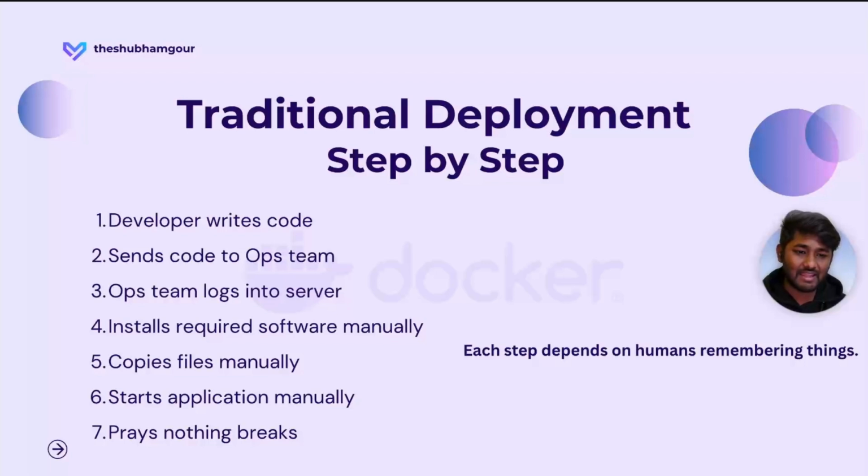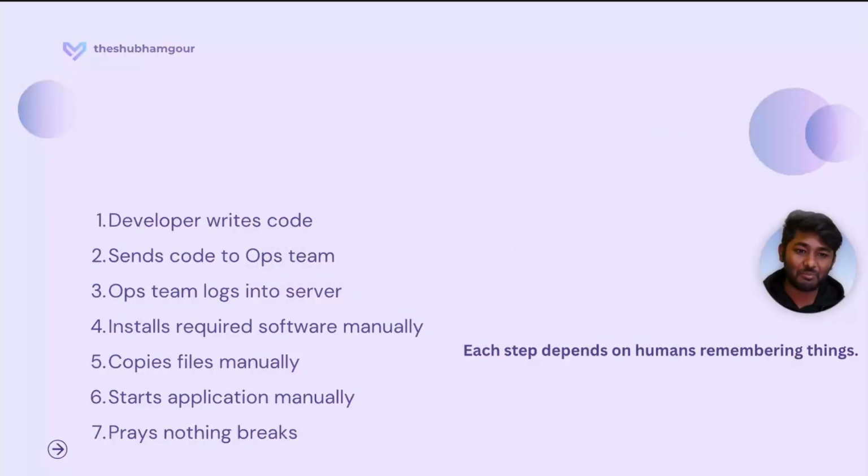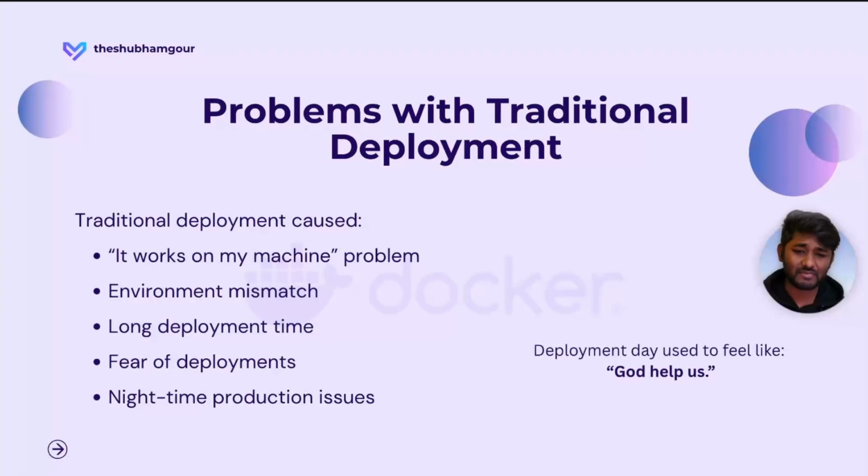Just like that, if the deployment is not done correctly, it doesn't reach the user, and then it makes no sense for the development. That was the main pain point of traditional deployment. Now, what were the legitimate issues with traditional deployment? It created issues like "it was working on my machine." Like I mentioned earlier, everything works fine on the dev environment, but when it moves to a new environment, it used to create issues.